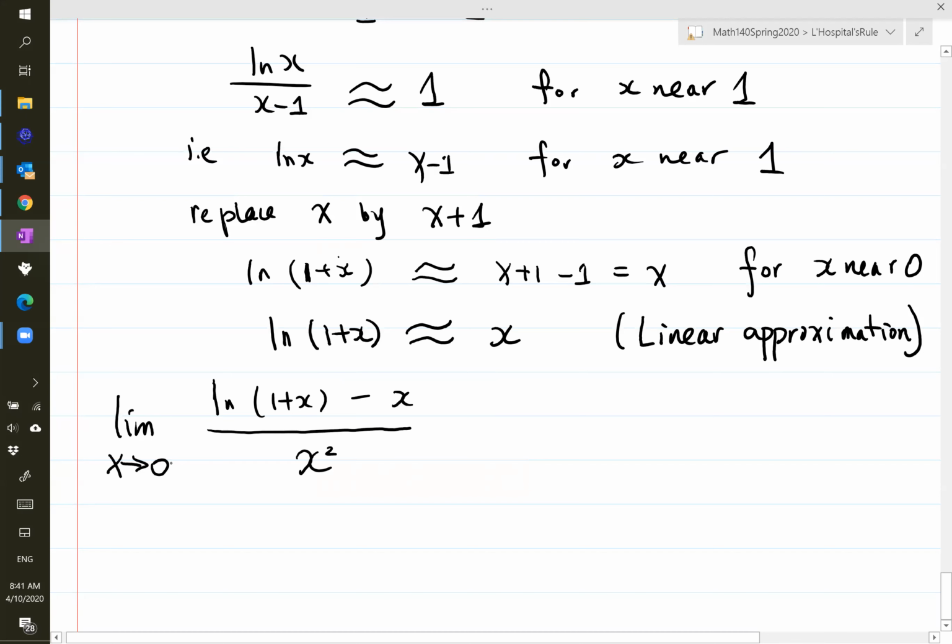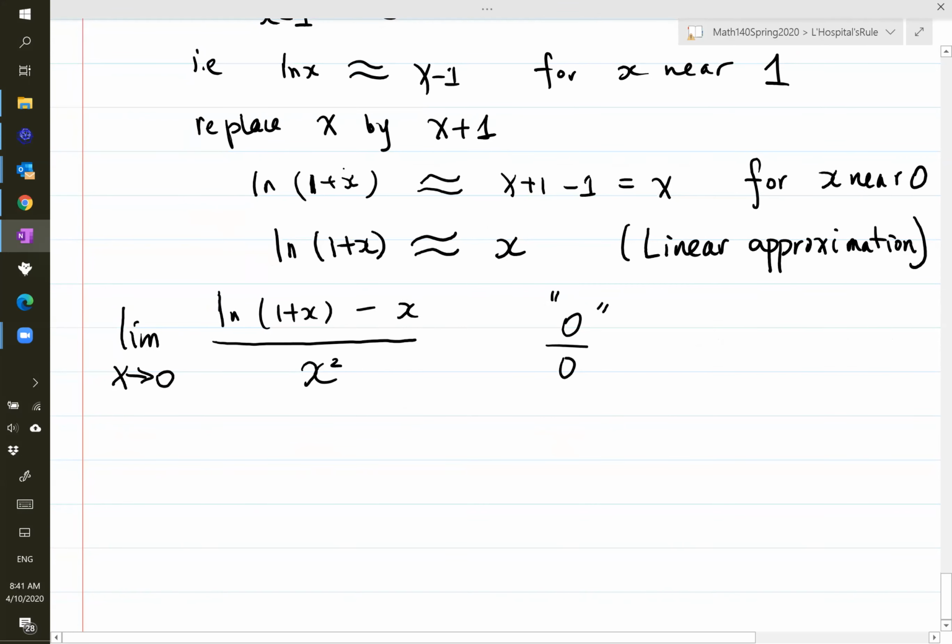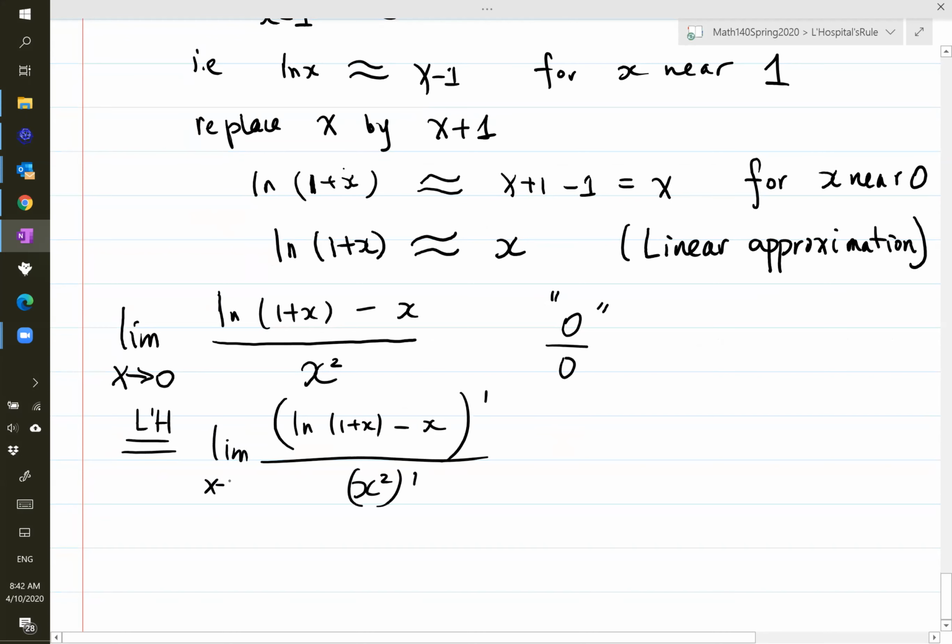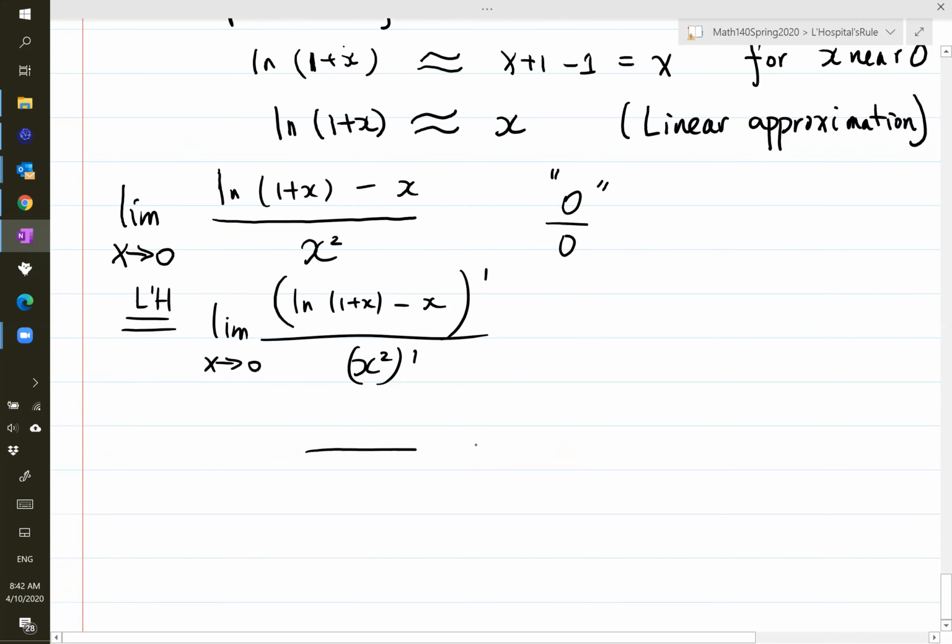Okay, then we apply, so you check it. This is 0 over 0. Plugging x to 0, then we get 0 over 0. So we apply L'Hopital's rule. Now the x squared derivative, we get twice x. Now logarithmic differentiation, ln of 1 plus x has this derivative, minus the x derivative, which is 1.